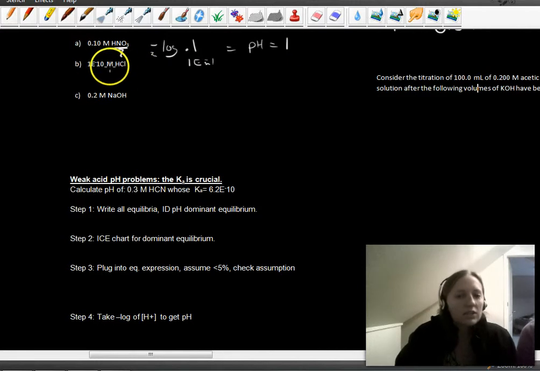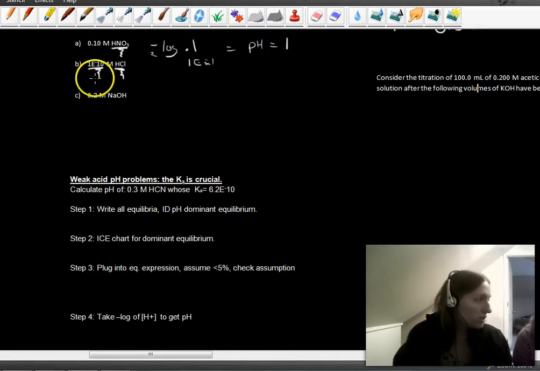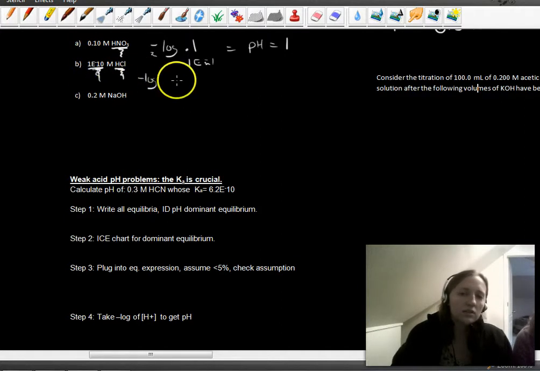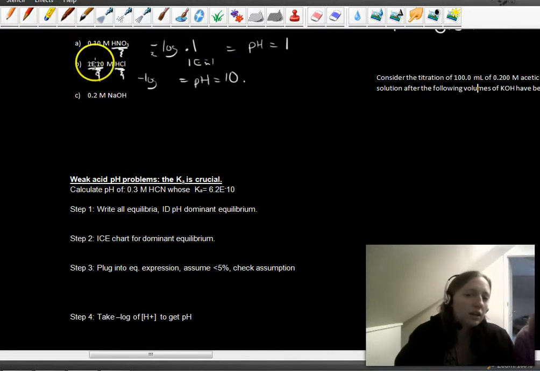Here we have 1e negative 10 molar hydrochloric acid. You recognize this is another one of the strong acids, so this is the concentration of hydrogen ions because all of it has dissociated, and so that's negative log of this, and so the pH is 10. So what that's showing is that this is basic because the hydrogen ion concentration is less than 1e negative 7.